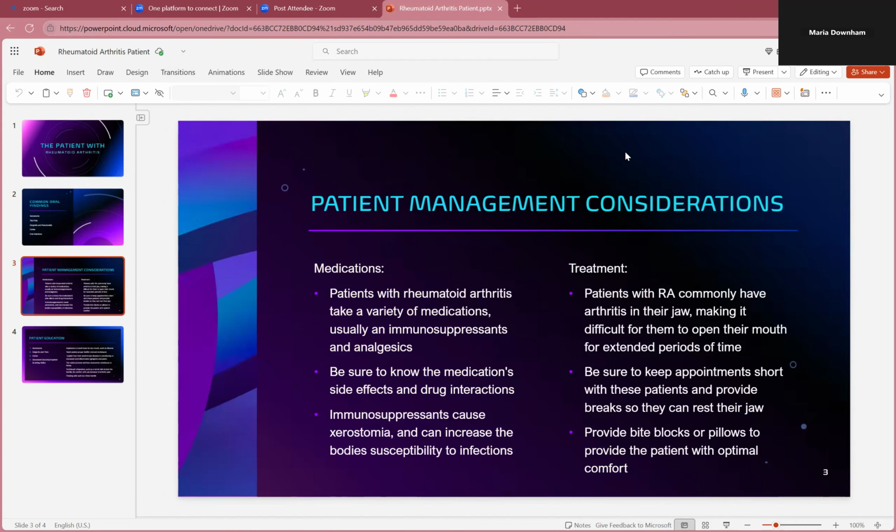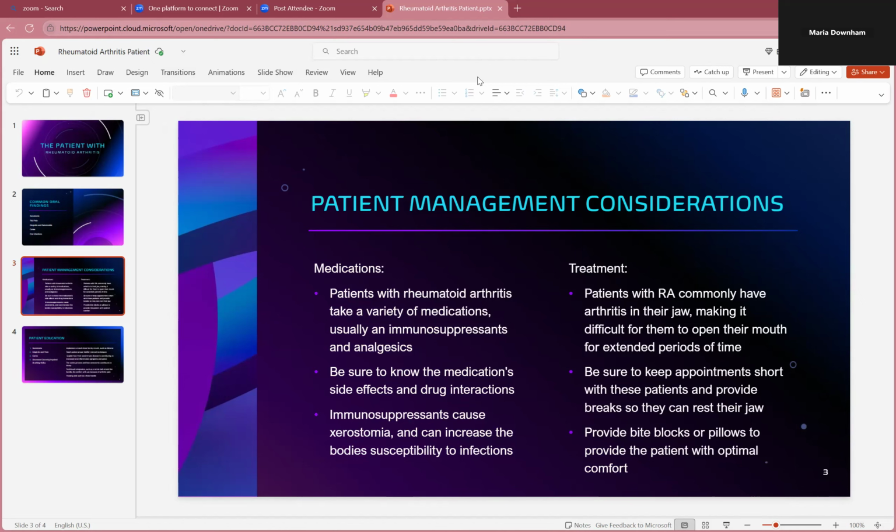So, for patient management, with a patient with rheumatoid arthritis, it is the medications they take. Patients with rheumatoid arthritis take a variety of medications, usually immunosuppressants because it's an autoimmune disease, and analgesics for the pain. Immunosuppressants can cause xerostomia, which increases the body's susceptibility to infections like oral candidiasis, as well as decreases the body's ability to protect against caries and decay.